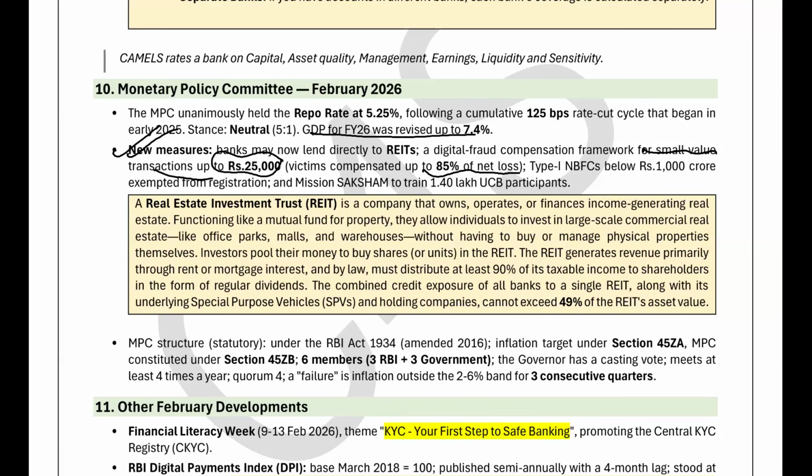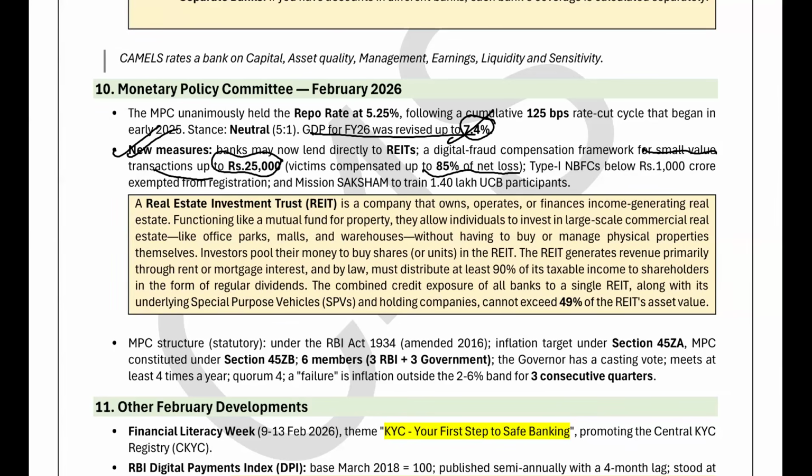बहुत सारी चीजें हैं which I have discussed in my RBI Grade B full course of finance. ठीक है? Then you can understand. Okay, that's why in monetary policy GDP calculation भी RBI is getting told. That is, GDP for financial year 2026 was revised up to 7.4%.